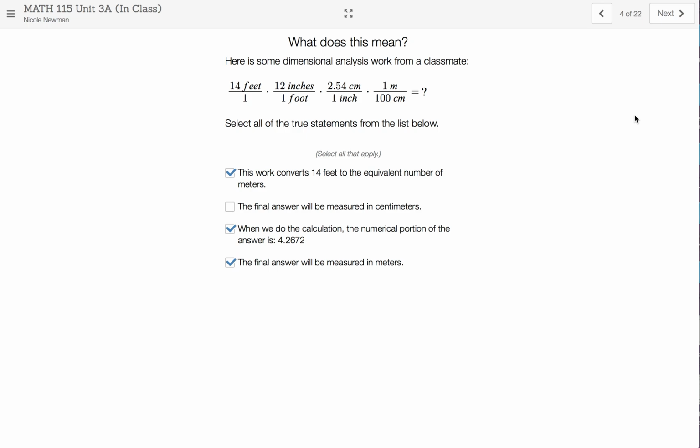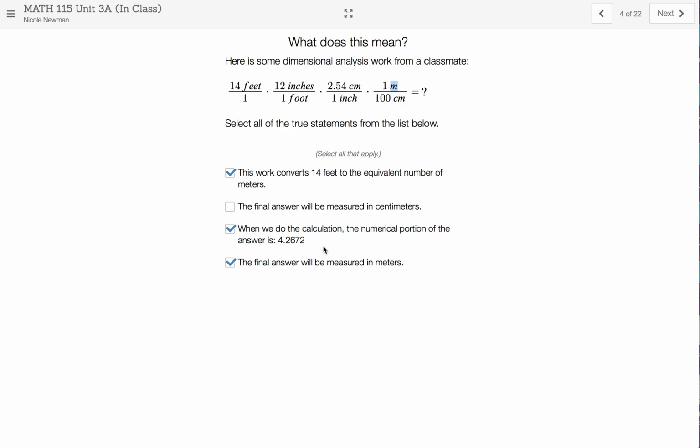Here's someone else's work. We can analyze it. We can tell by the first fraction that they started with 14 feet. The feet are going to cancel, the inches are going to cancel, the centimeters are going to cancel, and we'll be left with meters. So we're starting with feet and ending up with meters. This work converts 14 feet to the equivalent number of meters, is a true statement. The final answer will not be measured in centimeters. The centimeters would have canceled out.